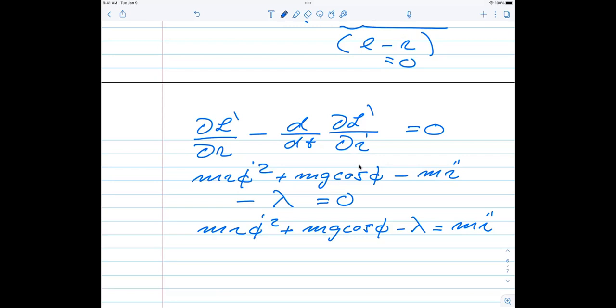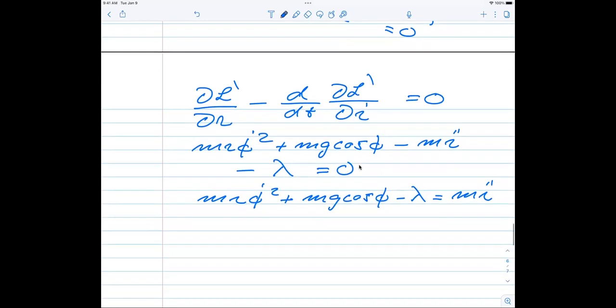So that means that we can now actually determine this constant lambda. So this has to be equal to 0. There is no velocity in the radial direction. So that means that I get lambda is equal to m times r times the angular velocity squared of phi plus m times g times a cosine of phi.